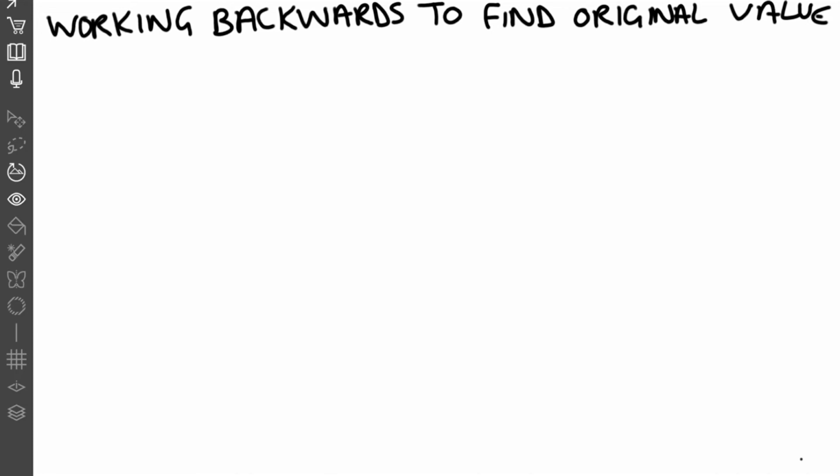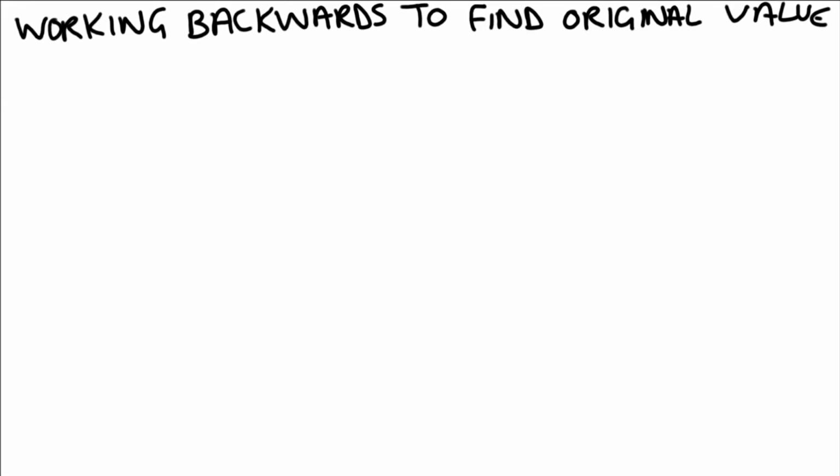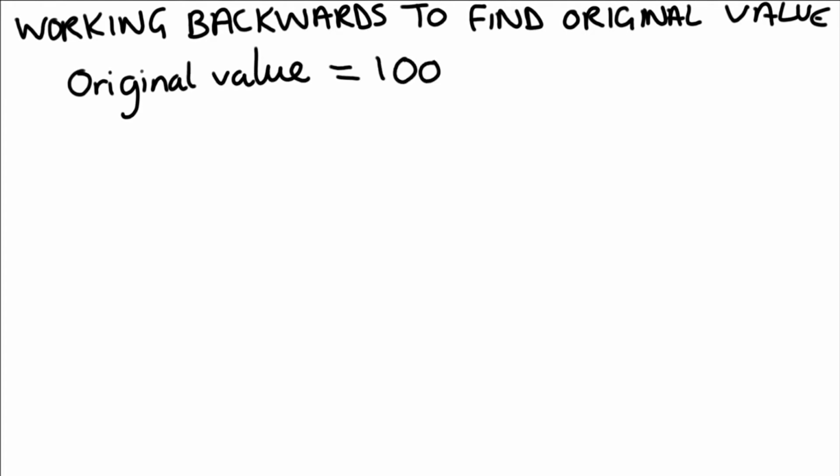How we work backwards to find the original value. So the original value is always equivalent to 100%. The new value will be more than 100% if it's increased, or it'll be less than 100% if it's decreased. So you have to figure out what percentage your new value is equivalent to.